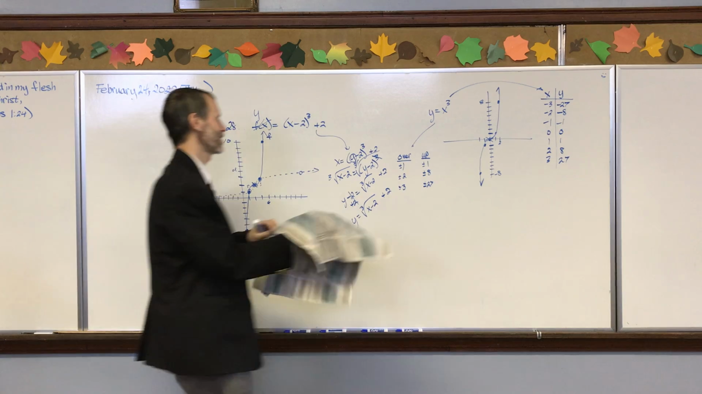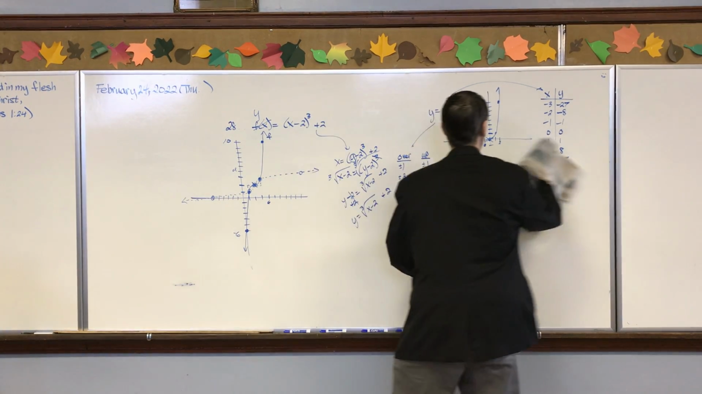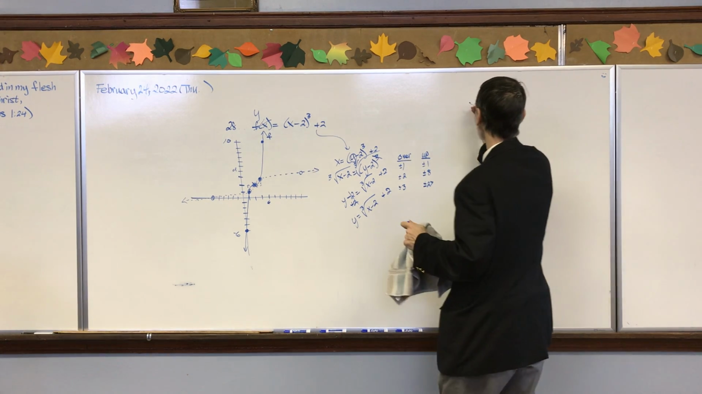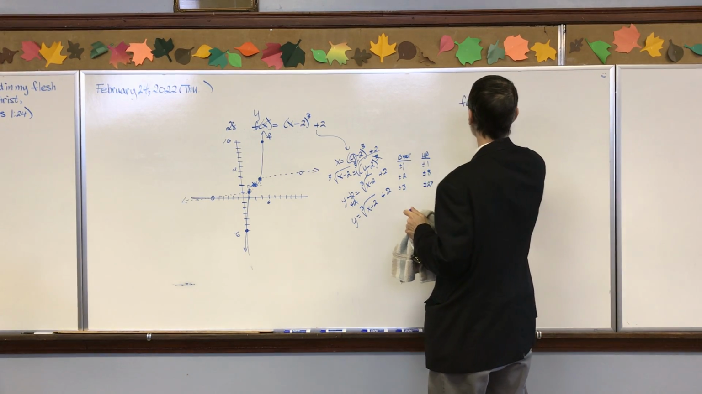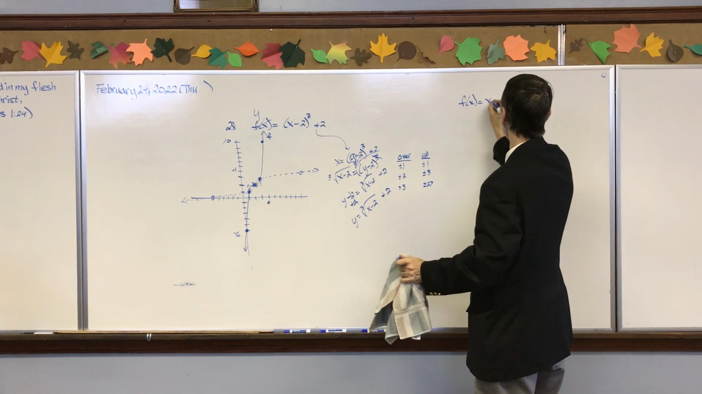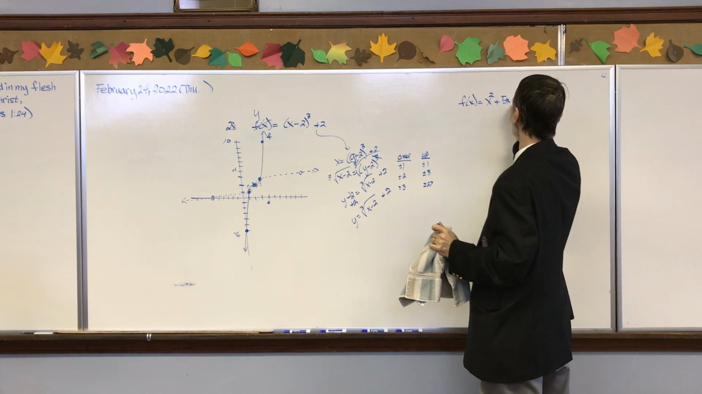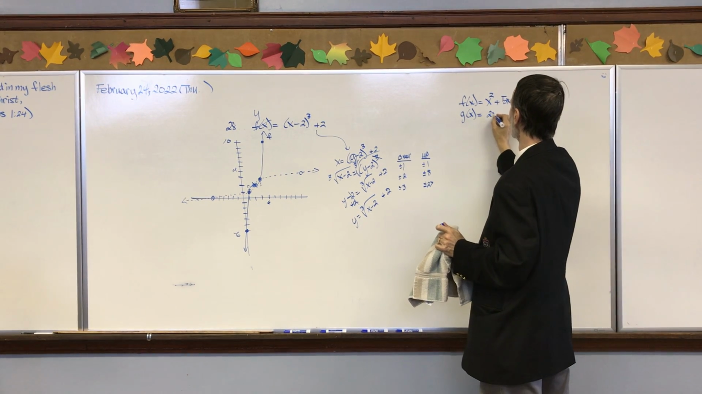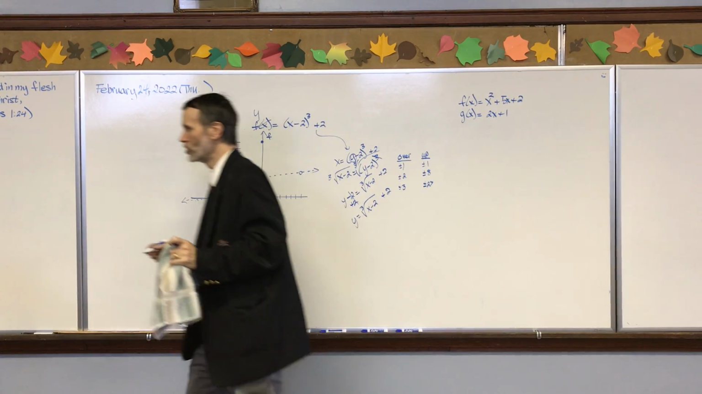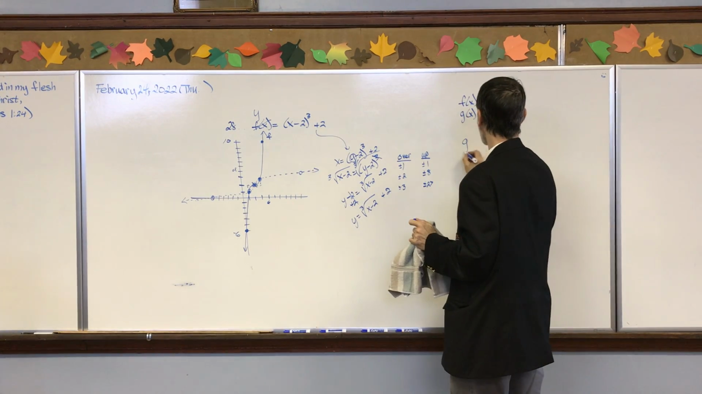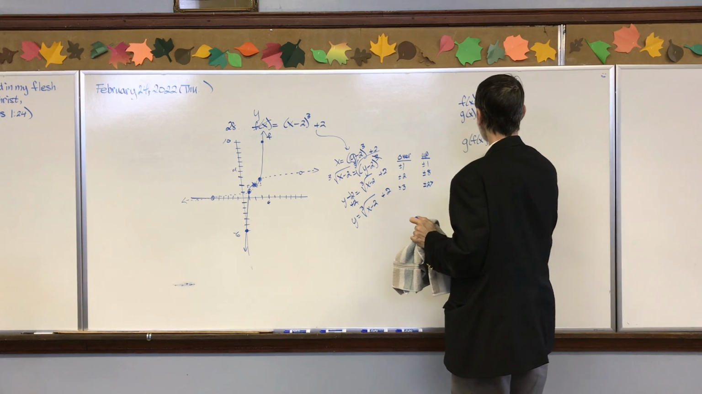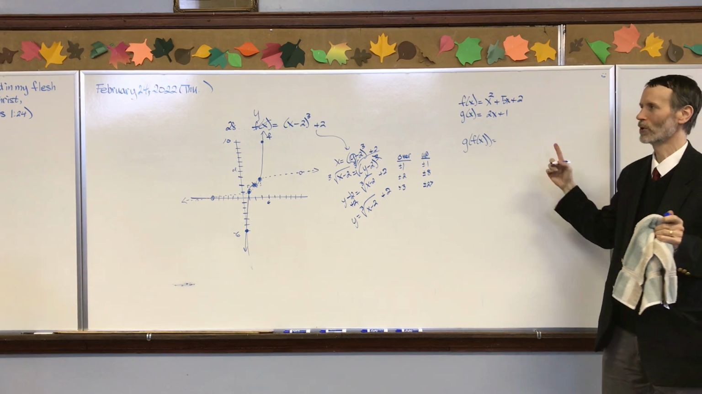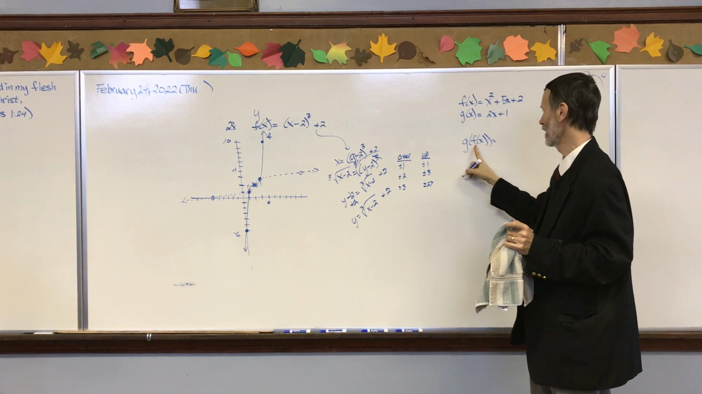Yeah, g of f of x. Let's try that one. Can somebody give me f of x on the front page? It's x squared plus 5x plus 2. And what's g of x? It's 2x plus 1. Okay. So g of f of x. Here's one way to think about it. The most risky thing is getting the order right, figuring out what this is talking about.